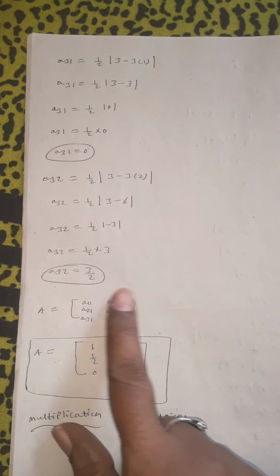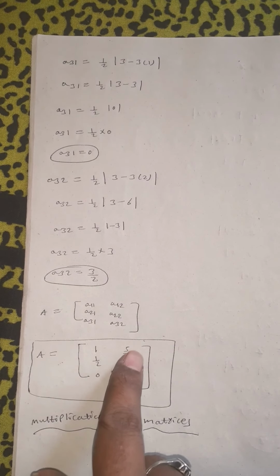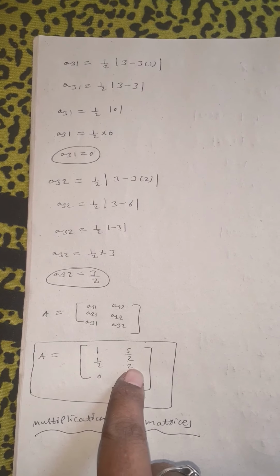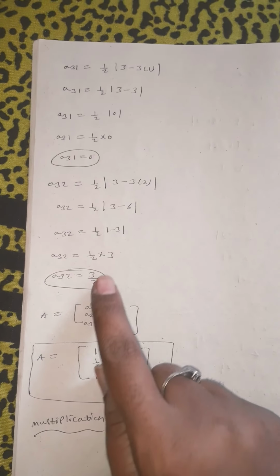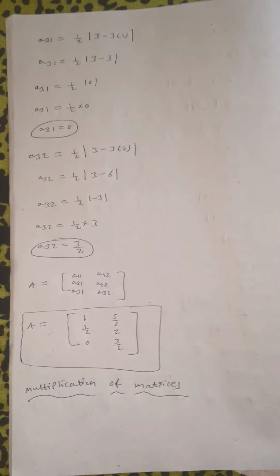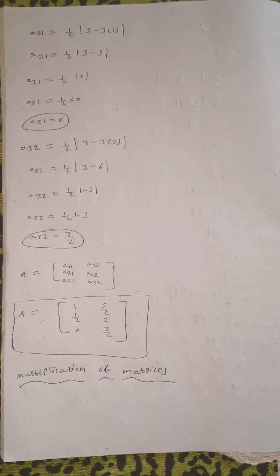So we have taken this matrix. A11, how much we got? 1. A12 we got 5 by 2. A21 we got 1 by 2. A22 we got 2. A31, how much we got? 0. A32, how much we got? 3 by 2. So the problem is completed. This type of problem is very important for 4 marks.